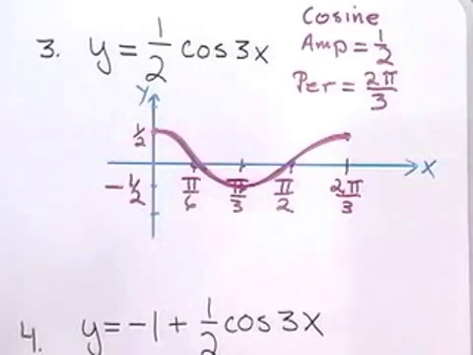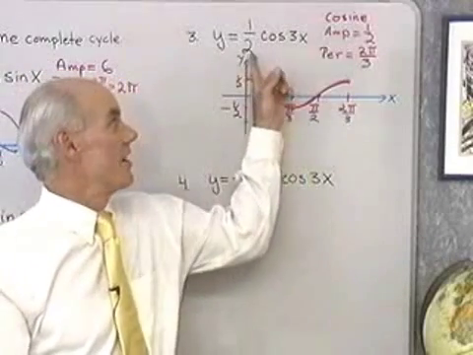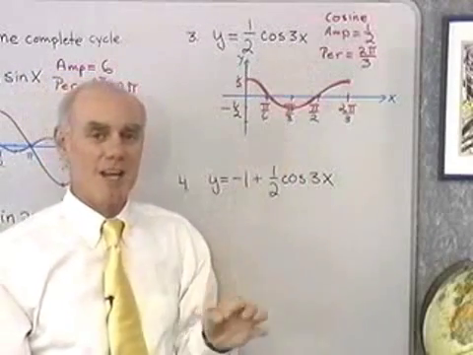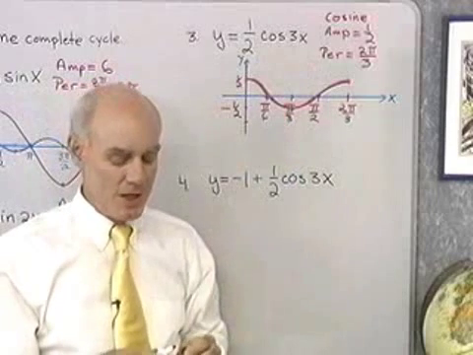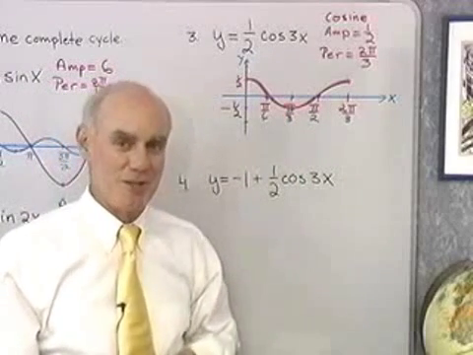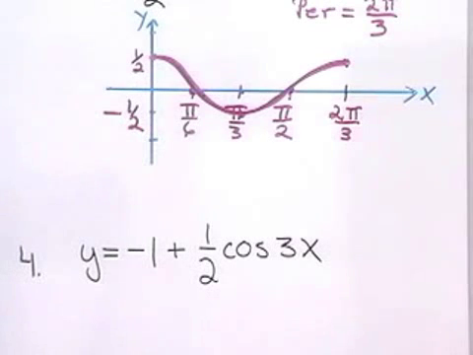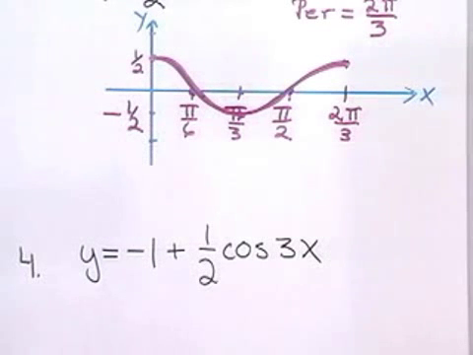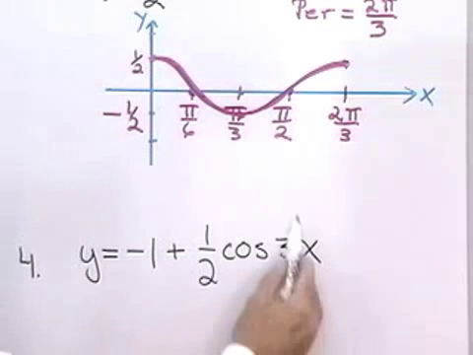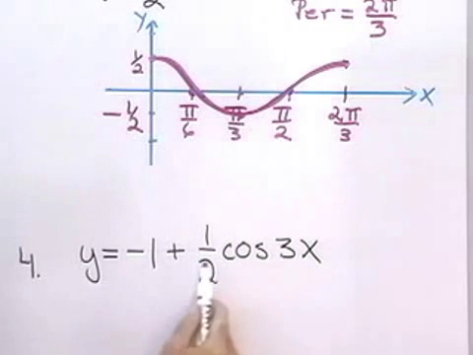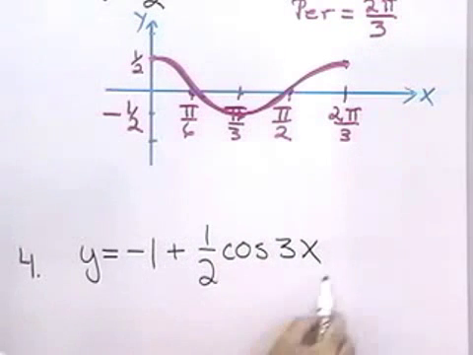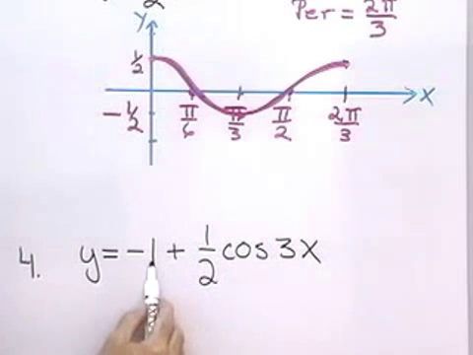So a nice quick way to sketch these curves is just identifying these coefficients here and how they affect the amplitude and period of the graph. Our next problem is taken from the problem we just did. Let's sketch the graph of negative 1 plus 1/2 cosine 3x. Well, I already have my 1/2 cosine 3x right here, so all I want to do to each of these values of y right here is add a negative 1 to them.